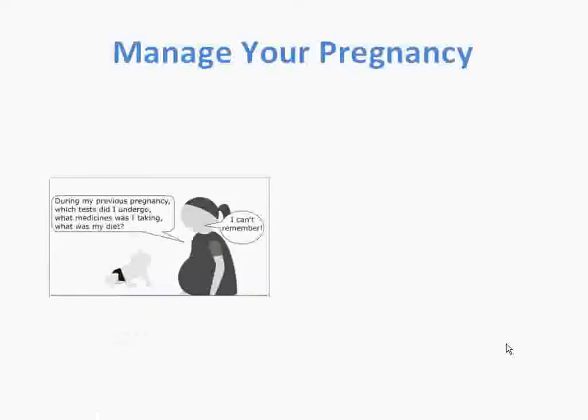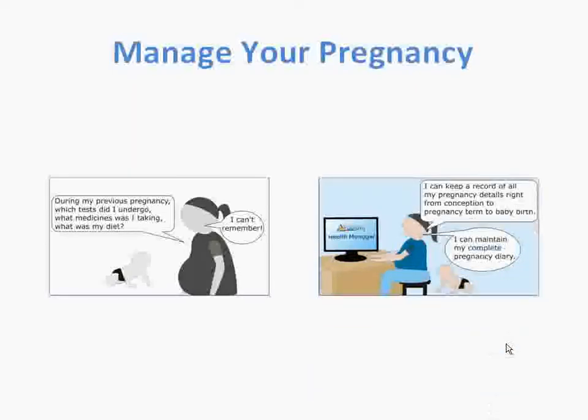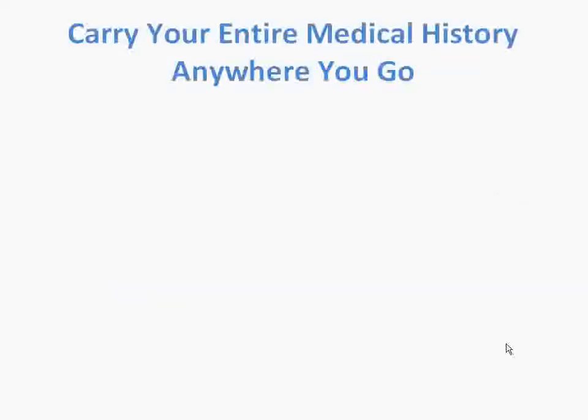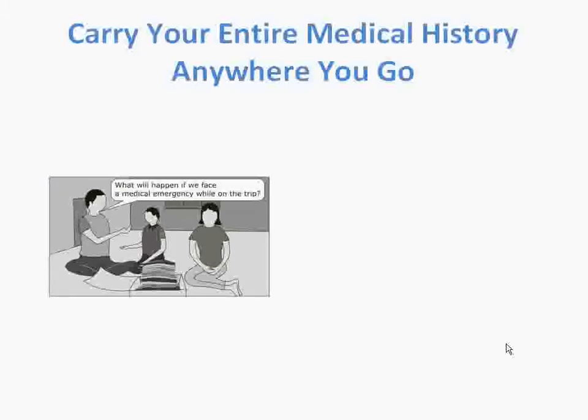A lot of moms, in their busy schedule, in the second pregnancy think, what did I do in my last pregnancy? I had some similar symptoms. Which test did I undergo? What was the medication I was taking? The doctor did prescribe me a particular diet, but which was it? I don't remember. With Vobium Health Manager, you can keep track of all the pregnancies along with the tests, the medications, the therapies you were doing at that time, and everything is at your fingertips.